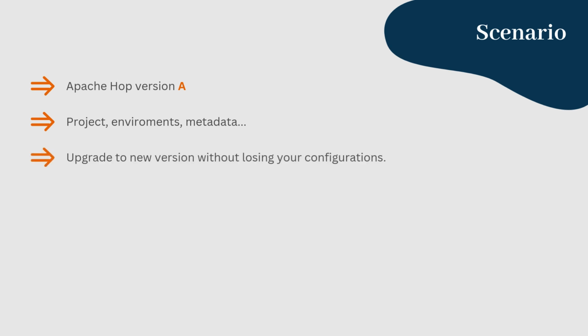Imagine this situation. You're using the latest Apache Hop version and have already set up your first project with environment files, connections, and other metadata objects. A new Apache Hop version is available, and you want to upgrade but don't want to lose your configurations. How do you do that?